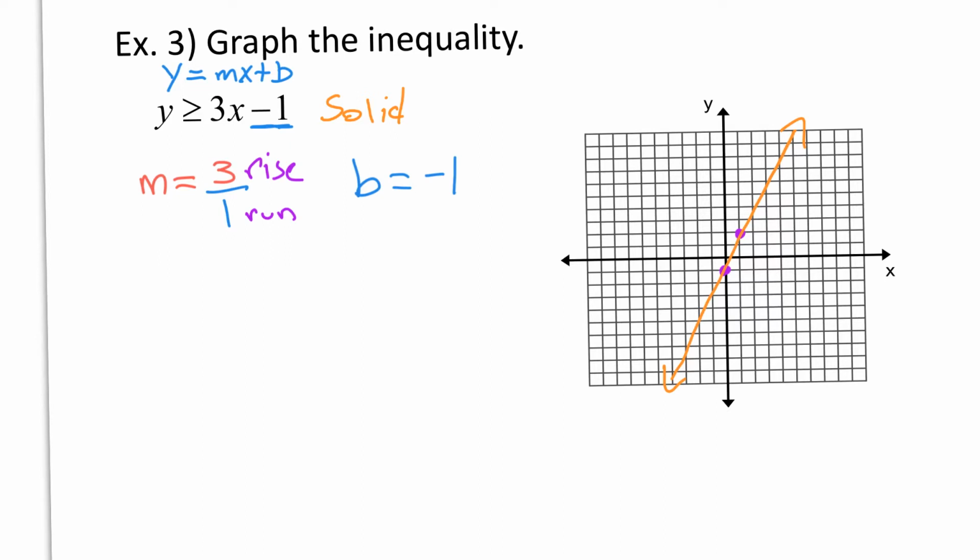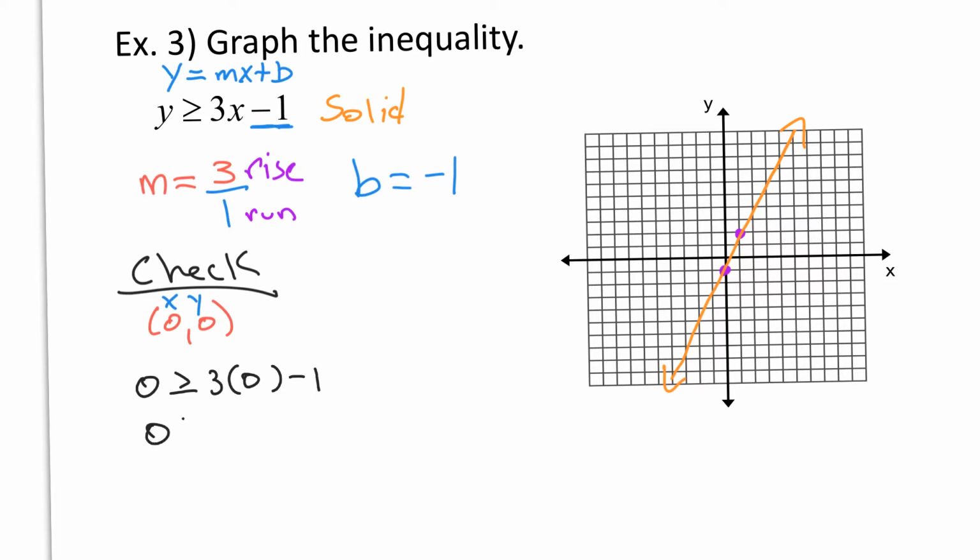Now you need to know what side to shade. So one way you can check what side to shade is the origin. You will check the point 0, 0. In my previous video, I showed you how to check if a point is a solution. You substitute the numbers and you check if the statement is true. So we do have an x value, we do have a y value. So I'm just going to substitute into the inequality and check if it's true. So I'm going to have y, 0, greater than or equal to 3 times x, 0, minus 1. So 0 is greater than or equal to negative 1 on the right side.